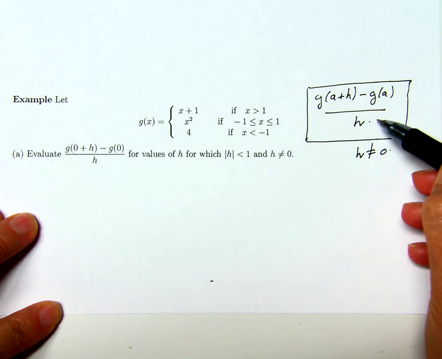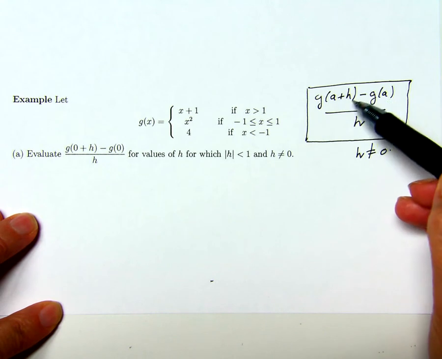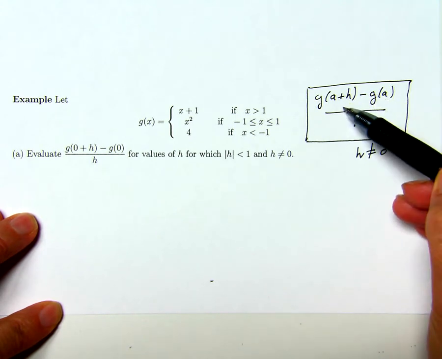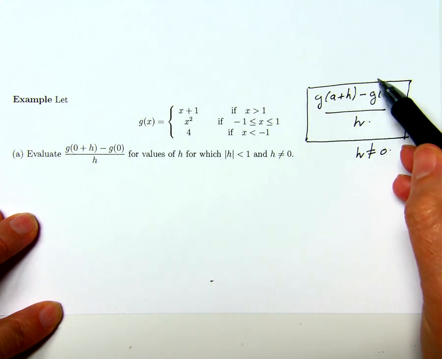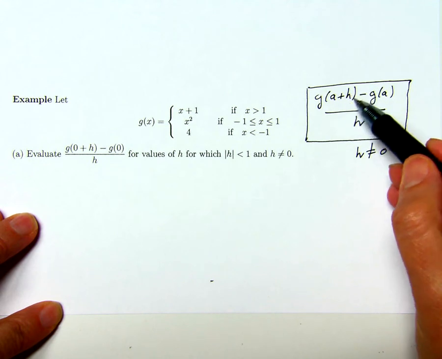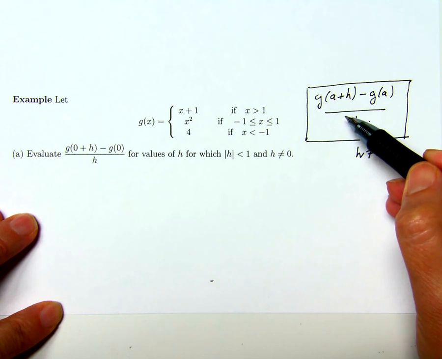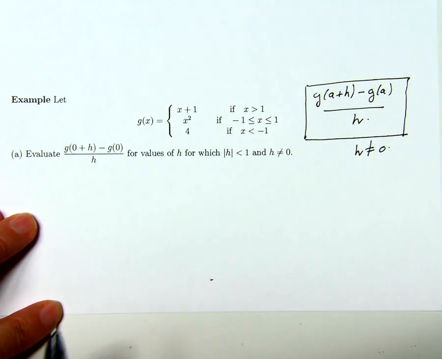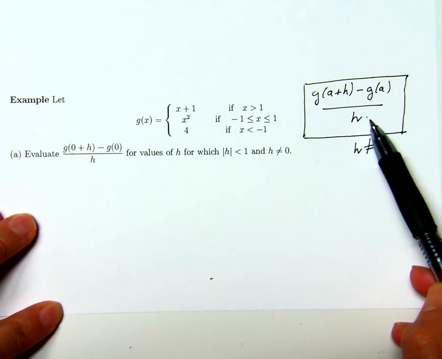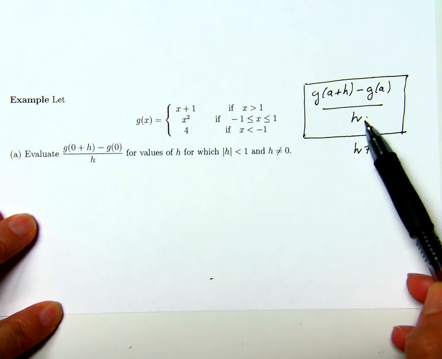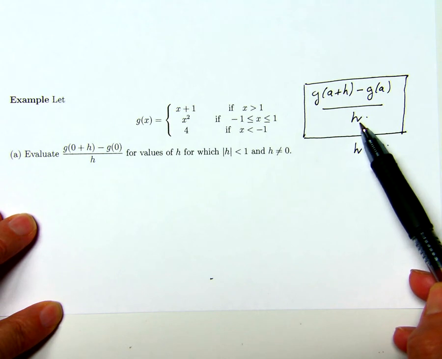And the value of this depends, because g is a piecewise defined function, on the value of a and the value of h. So this is also a piecewise defined function depending on values of a and h. We're going to calculate this for particular values of a and some limited values of h. And usually we're interested in what happens to this as h gets very, very small and very close to 0. So it's okay to think about this difference quotient for small values of h.